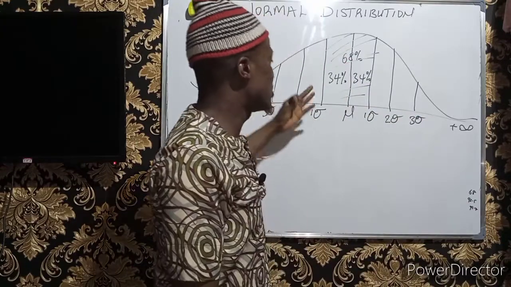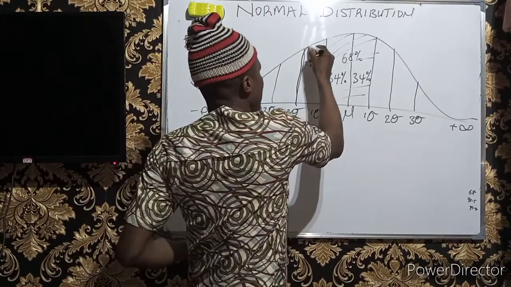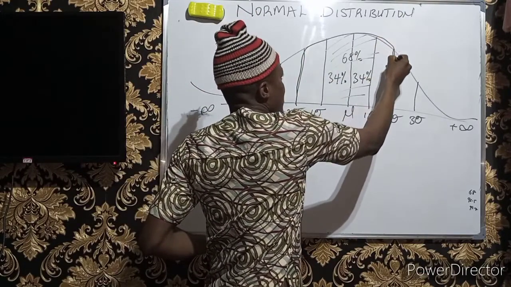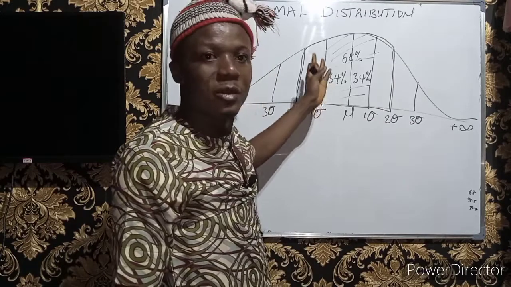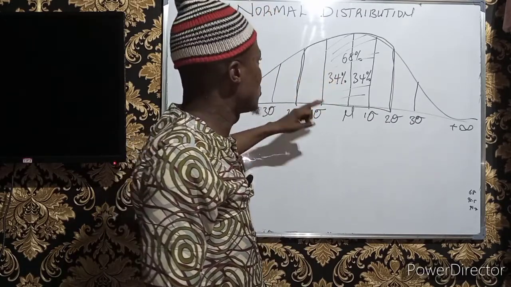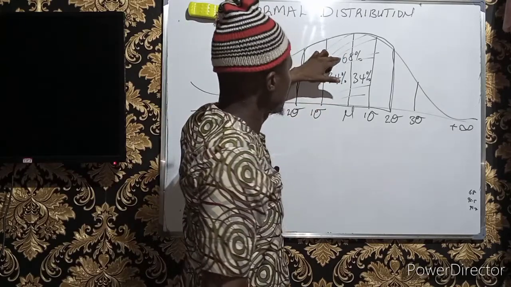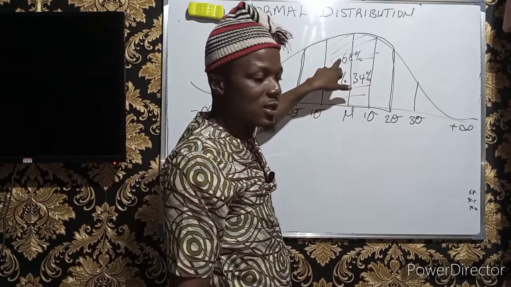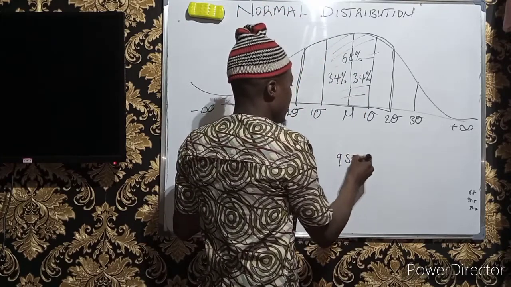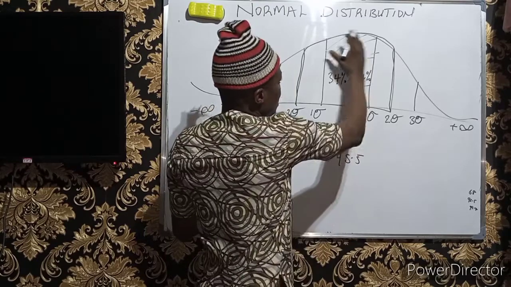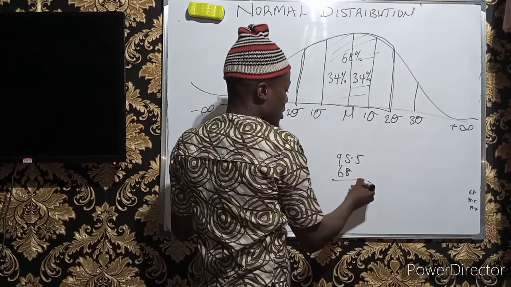Also, for the second deviation, the total area that will be covered by this place now, which I'm shading till this place, that is the second deviation, is equivalent to 95.5%. But you've seen that the first part has taken 68%. So if I want to know the leftover, I will just say 95.5%, which the total will take, minus 68%, which has already been taken.